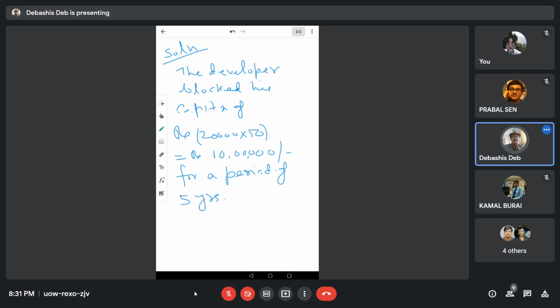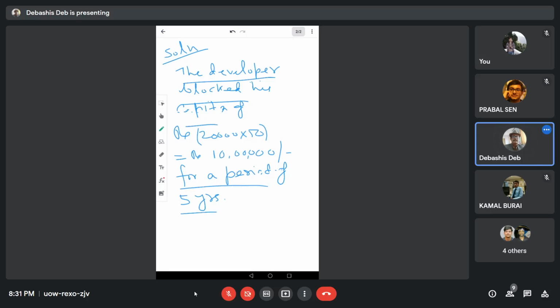On the date of purchase, he paid the amount, and after 5 years of purchase, he decided to sell the property. So at least he must demand that this much amount, if I had deposited in the bank, then I will be obtaining rate of interest 8%. So that much amount I must receive for selling the property at cost. So it is mentioned that he has blocked his capital for a period of 5 years.